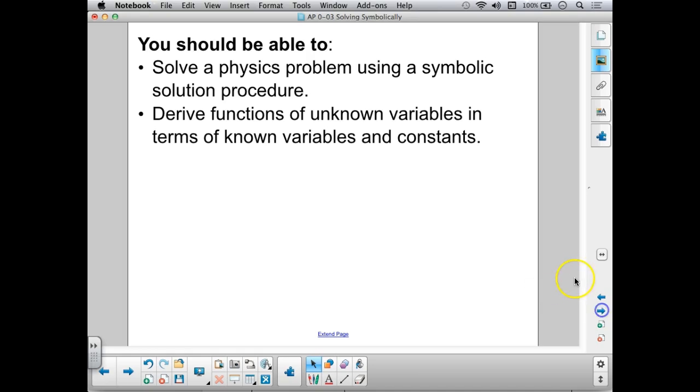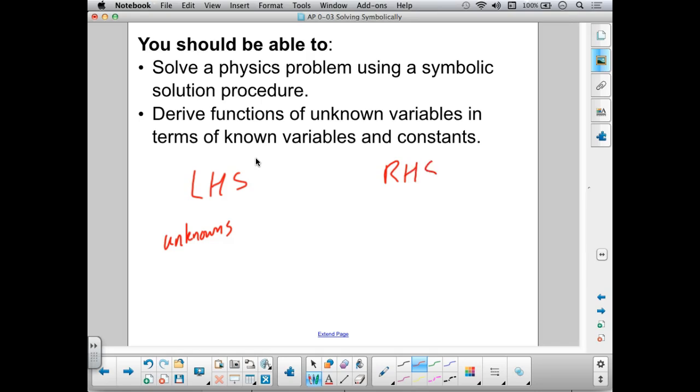Okay, so at this point, you should be able to solve a physics problem using a symbolic solution procedure and derive functions of unknown variables in terms of known variables and constants. And remember, that's going to mean on the left-hand side, we have our unknowns. And on the right-hand side, we're going to have all knowns and constants. Nothing else. Okay?